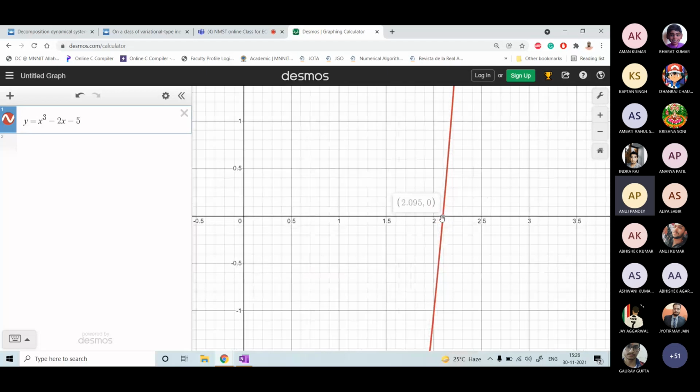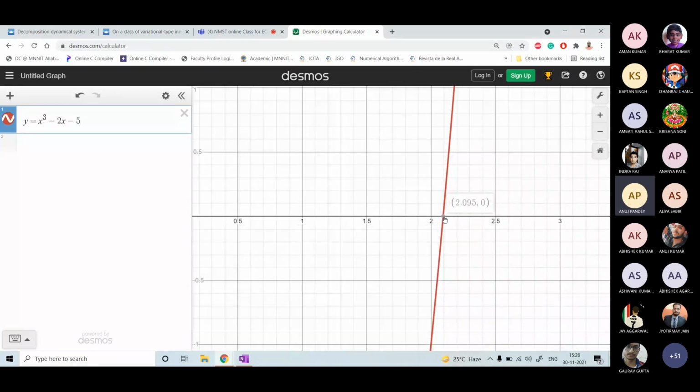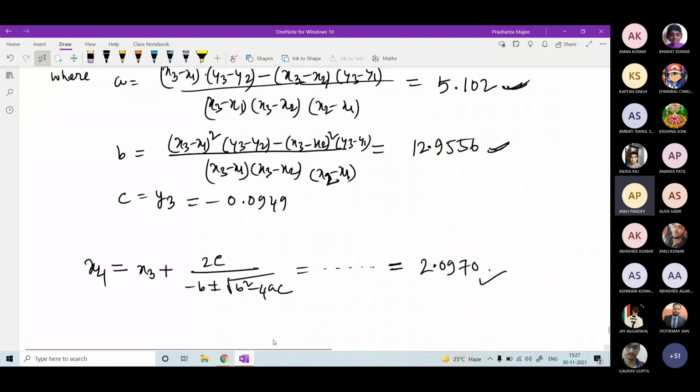So you see the root is 2.095. What is the root? 2.095. Okay, and how much have you got? 2.0970. So you see, after only two iterations we have obtained a very good approximation, is it not? Yes, sir.